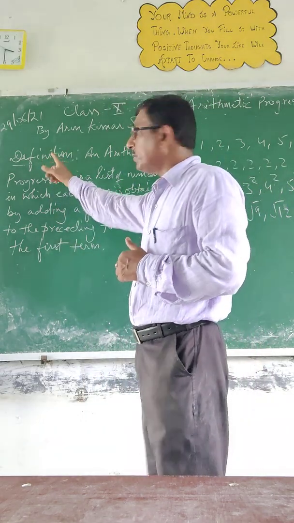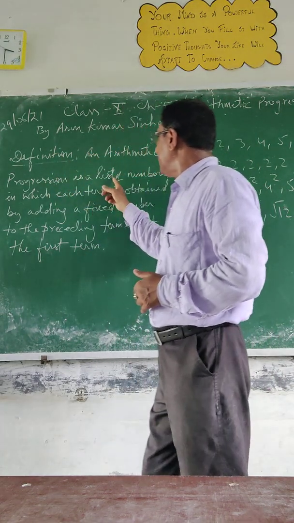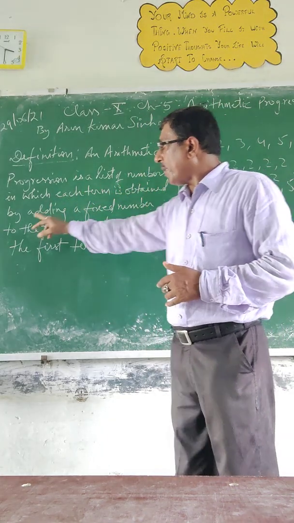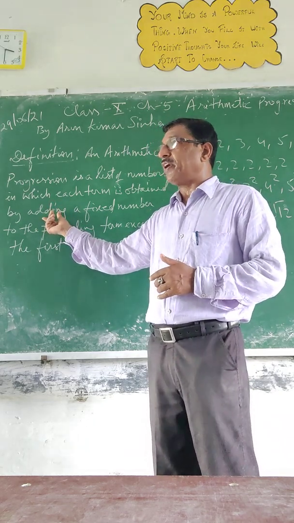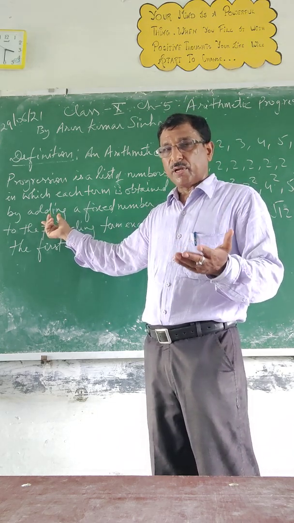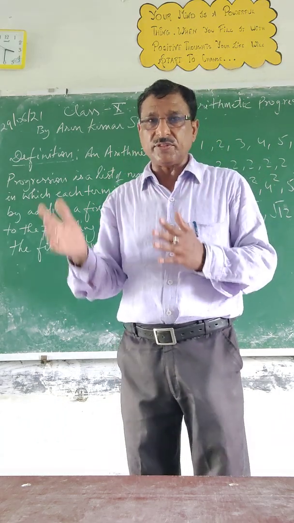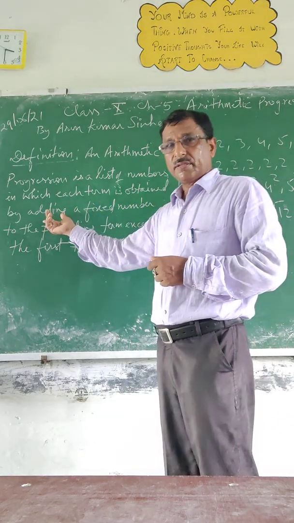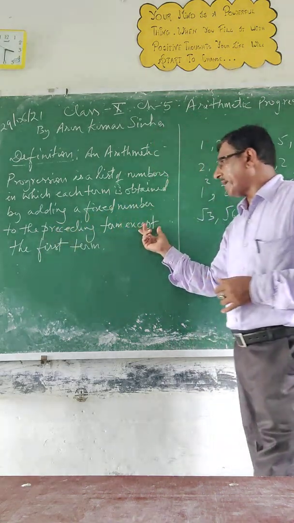Now we'll see the definition of an AP. Can you see the definition? An AP, an arithmetic progression, is a list of numbers in which each term is obtained by adding a fixed number to the preceding term, except the first term. If anyone asks what happens if we subtract instead of adding, nothing to worry, because subtraction is nothing but addition with a negative sign. So don't worry about the negative.